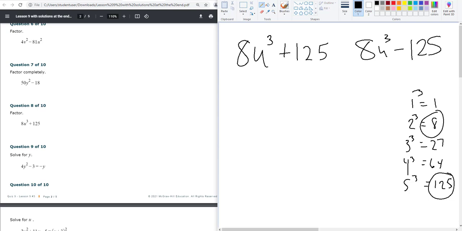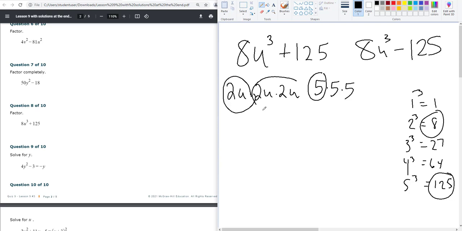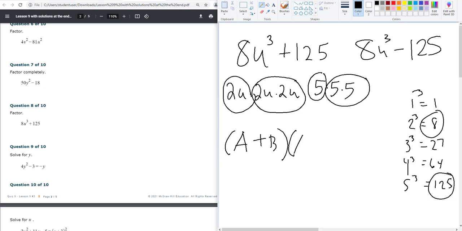So this 8 is going to be 2u times 2u times 2u, and the 125 is 5 times 5 times 5. So here's my a, and here's my b. Here's my a squared, here's my b squared. So remember, it's a plus b, a squared minus ab plus b squared.